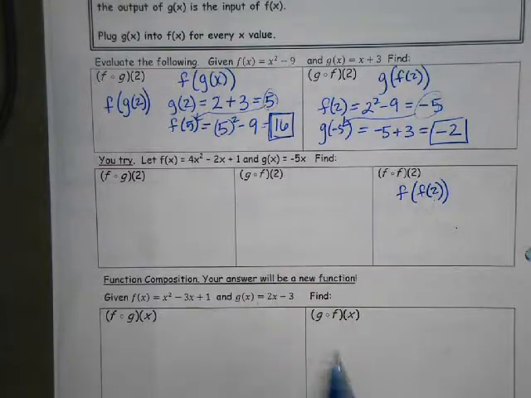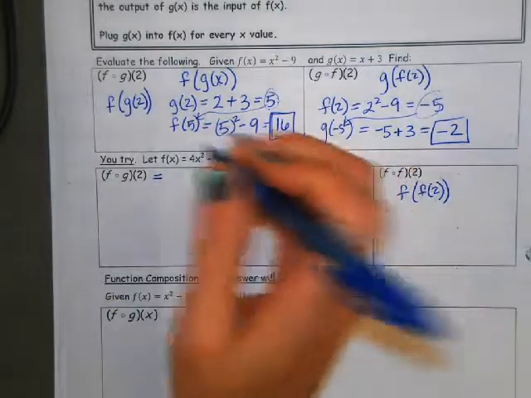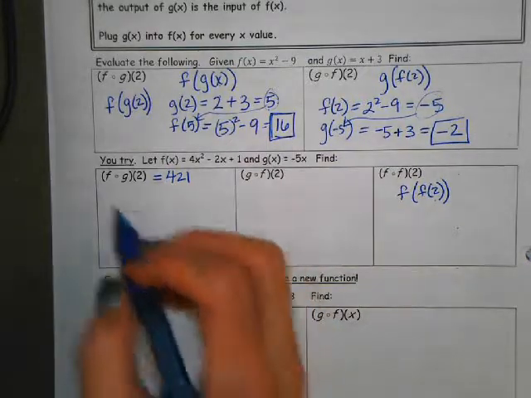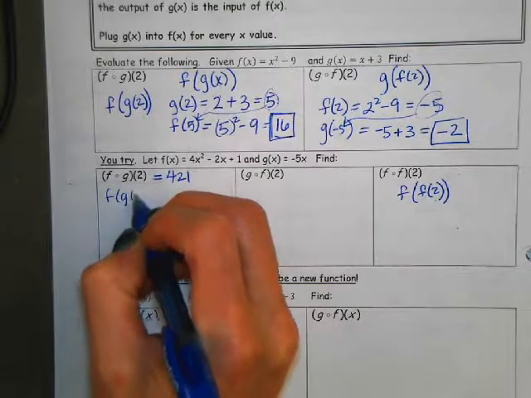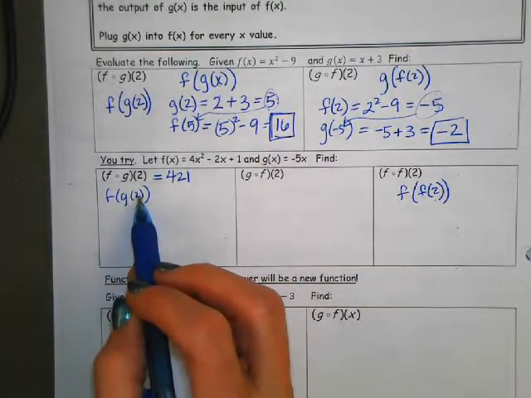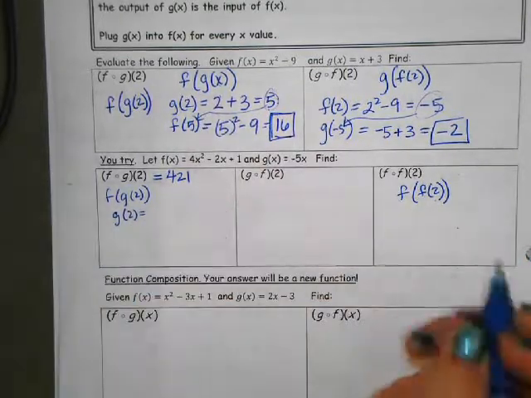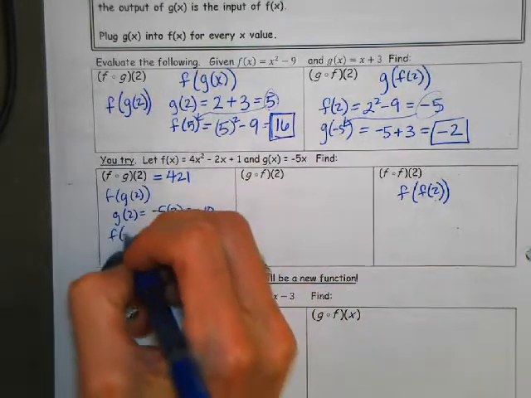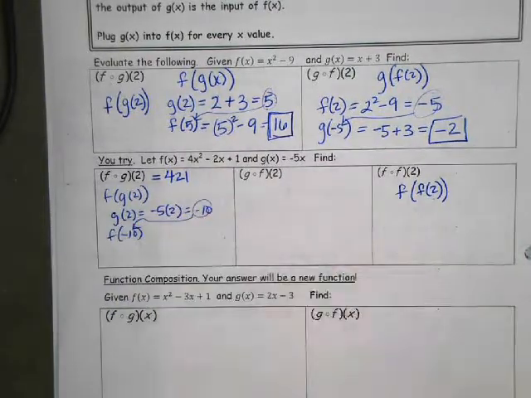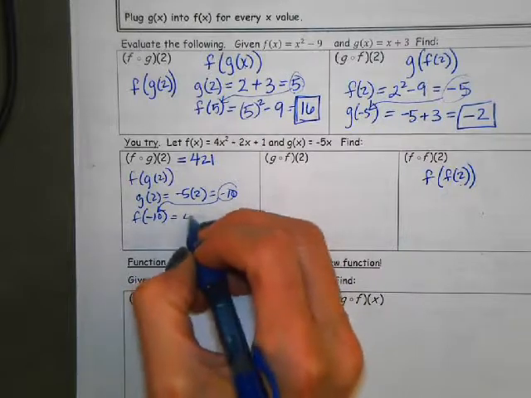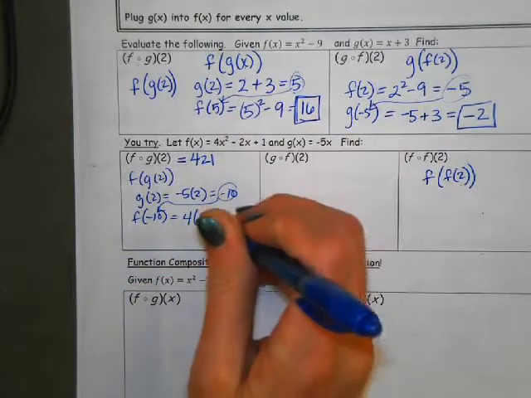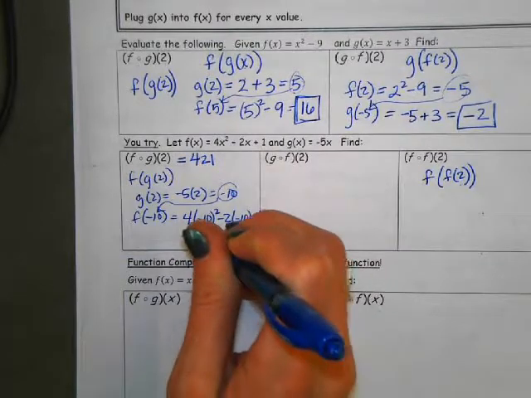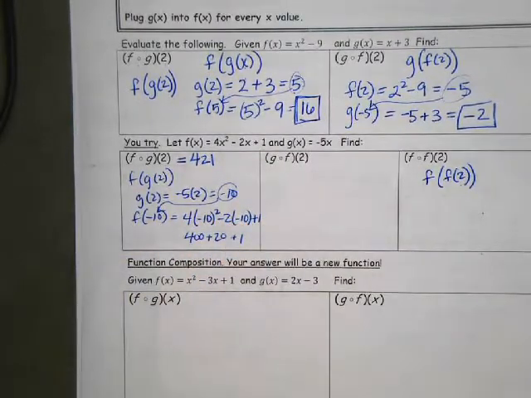Go for it. On this one here, the answer is 421. Did you guys get that? So how we work is it becomes f of g of 2. We work from the inside out, so I put 2 in for g. g of 2 equals negative 5 times 2, which is negative 10. Then I take that value and plug it into f. So I have 4 times negative 10 squared minus 2 times negative 10 plus 1. This is 400, this is plus 20, this is plus 1.